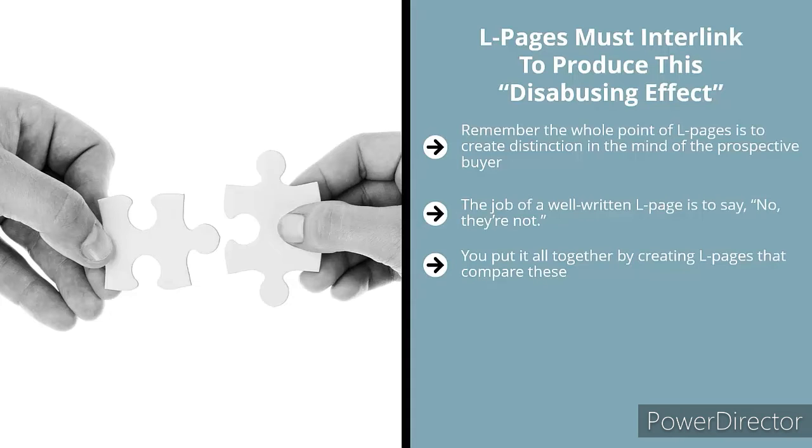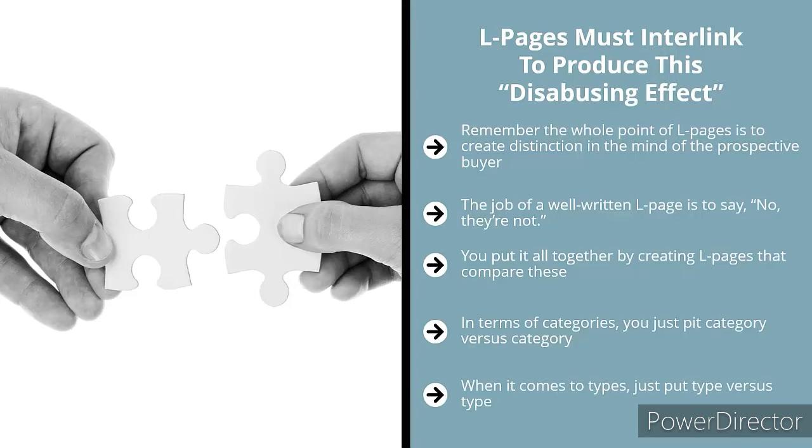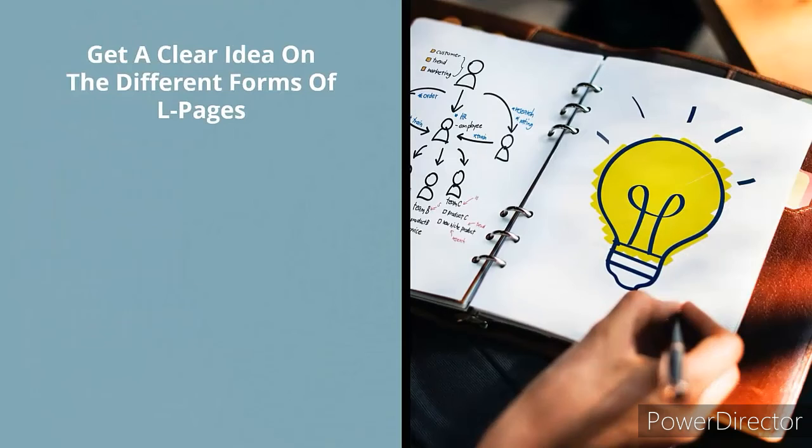So, with the different levels, you list them down. You say top level, bottom level, and then explain why. In terms of categories, you just pit category versus category. You would say this is one particular category of solution and this is another. These are weaknesses and strengths, pros and cons, you name it. When it comes to types, just put type versus type. Again, walk them through the advantages and disadvantages. The same goes with brand versus brand and product versus product. Get a clear idea on the different forms of L pages.